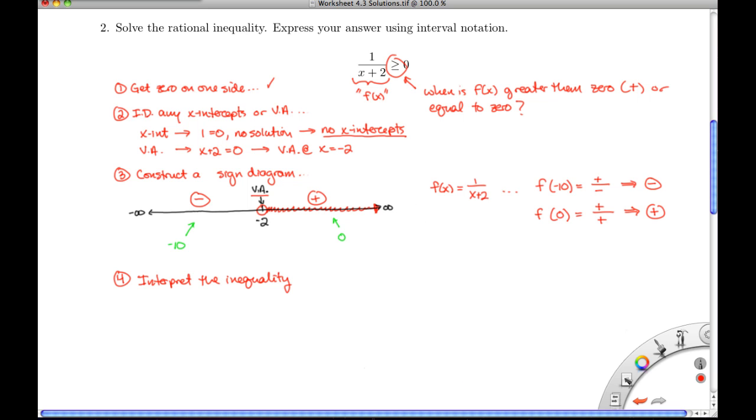So if we interpret the inequality, our solution is going to be from -2 to positive infinity. And that's our answer there. So on this particular interval, this function 1 divided by x plus 2 is going to be greater than or equal to 0 for all values on that interval.